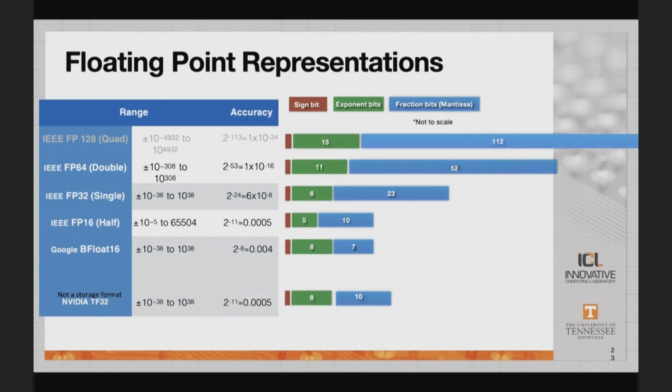NVIDIA has yet another format for doing floating point, which is in some sense the best of both worlds for 32-bit arithmetic. They have 8 bits for the exponent and 10 bits for the fraction. This is a data format that's only used for the computation, not for storage. So they accumulate results in registers, in matrix registers, in fact. And then when they store the results back, they have to go through a truncation process to get it to fit into the data format in storage.